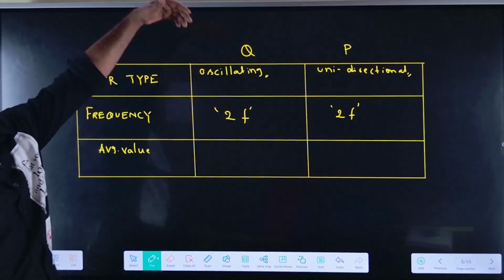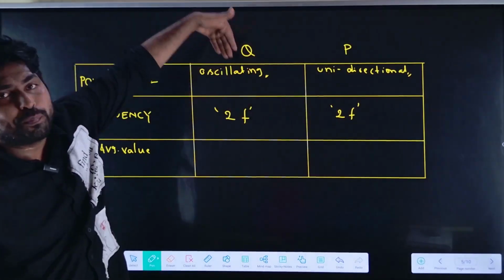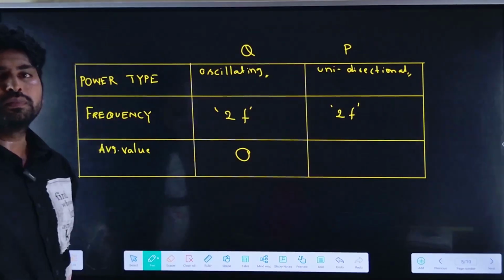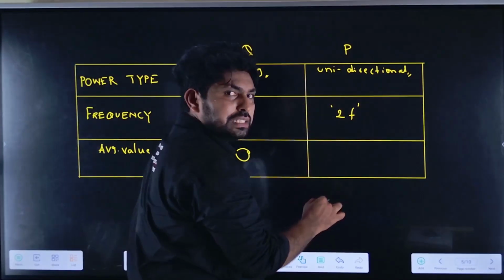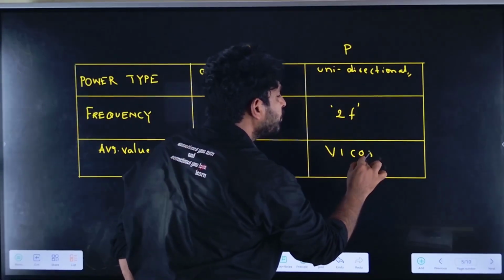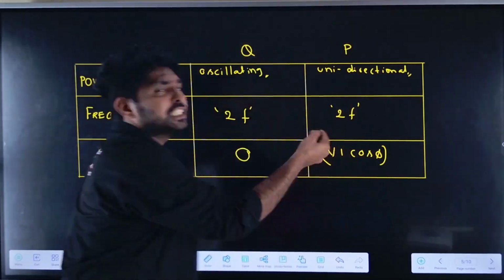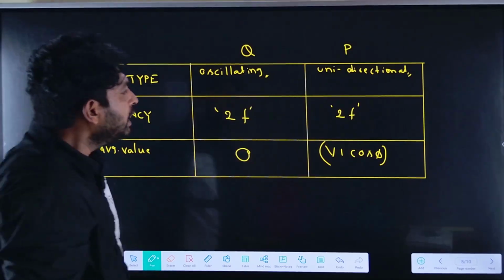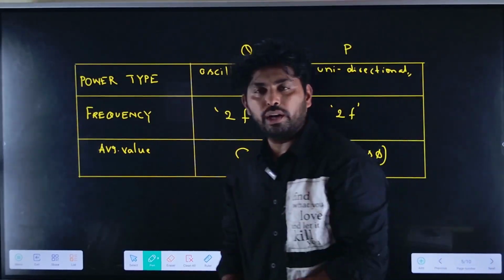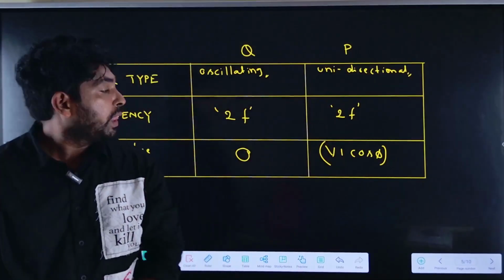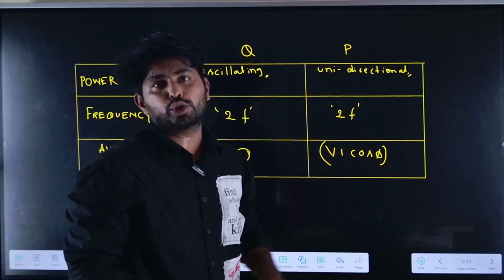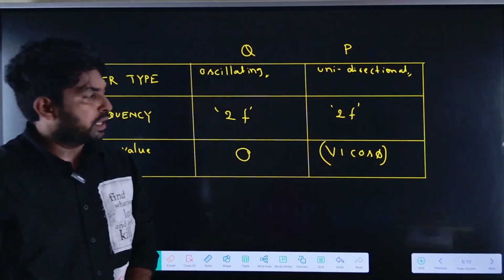Now, average value. If I find the reactive power, its average value is 0. And if I find the active power, it will be VI cos phi. It has an average value and it is always positive, right? So reactive power can be negative or positive. It depends on load, right? But active power is always positive. It will always flow from the source to the load, right?